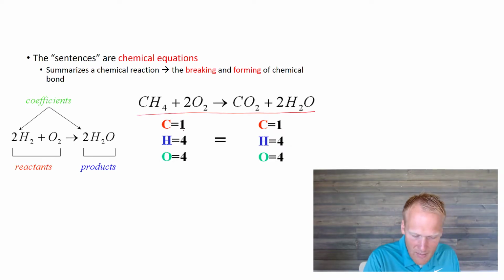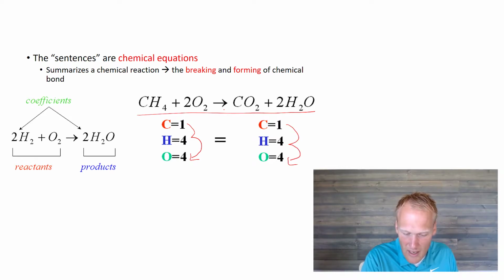And we can do atom counts with these and make sure that we are fulfilling the law of conservation of mass. Notice we started with 1 carbon, 4 hydrogens, and 4 oxygens, and that's how many we're ending with on the product side. We'll deal more with chemical symbols, formulas, and chemical equations later on in this course. We're just trying to lay a little foundation at this point.